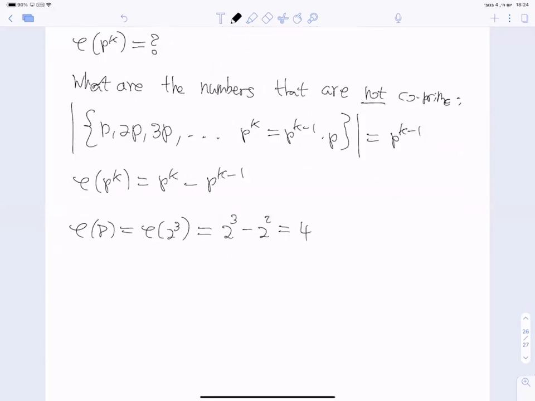How many numbers do you have coprime to 81? So it is 9 squared minus 9, which is 72.